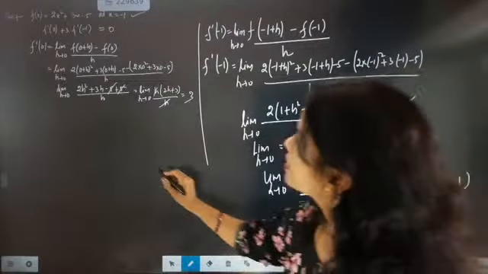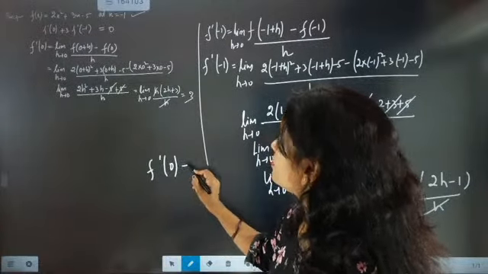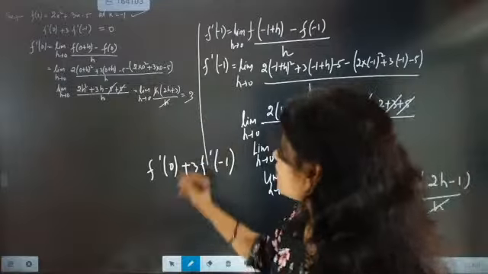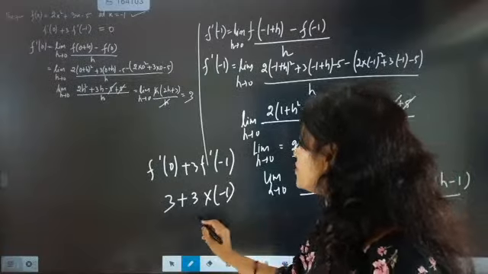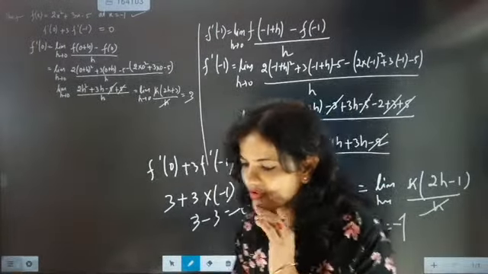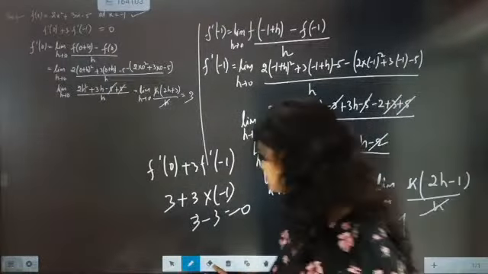So now f dash 0 plus 3 f dash minus 1, exactly, it is coming as 3 plus 3 into minus 1. So it is coming as 3 minus 3 equal to 0. Very good, Saru. Gautam proved 3 minus 3 is coming as 0. So answer is exactly 0, proved.